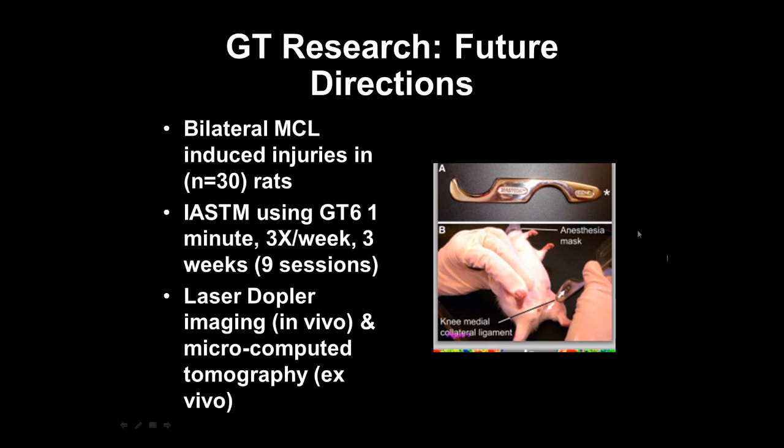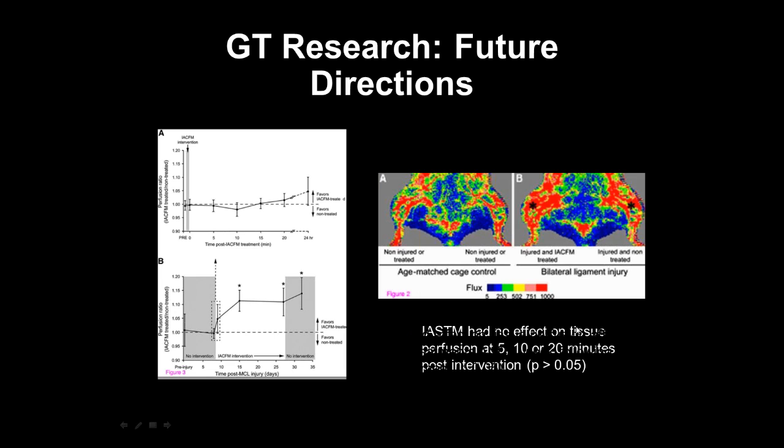And she used Graston Technique GT6. This is one of our instruments. The treatment edge is used in order to do the treatment. And her results were very interesting. The Graston Technique had no change in local circulation at 5, 10, or 20 minutes post-treatment. And that's this graph over here on the top, showing no increase in circulation immediately after the application. What she did find, which is even more, I think, significant, is angiogenesis increased in the Graston Technique treated ligaments, statistically significant, but again, 3 weeks after the last session.